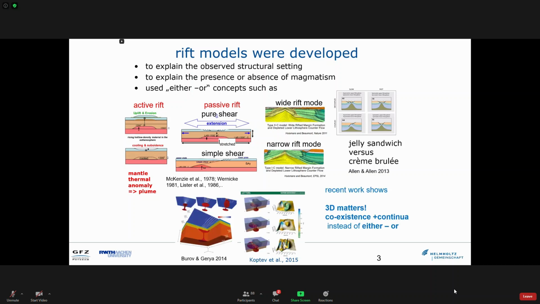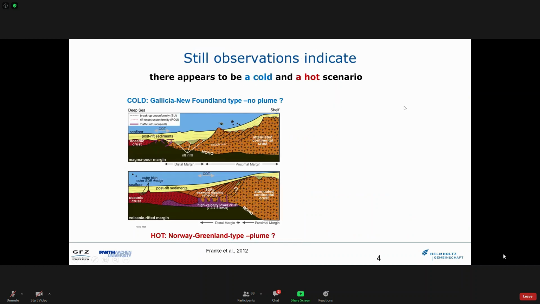And more recent work has nicely shown, not only by Evgeny or his students, also almost everyone who's doing geodynamical modeling has meanwhile presented 3D models. And what they all show is that 3D matters, and it's not about either-or, it's more about coexistence and continua. But if we go to what a rift will produce in the end, namely a passive margin, there still appears to be very, very strong indications from the observational side that there is a cold and a hot scenario.